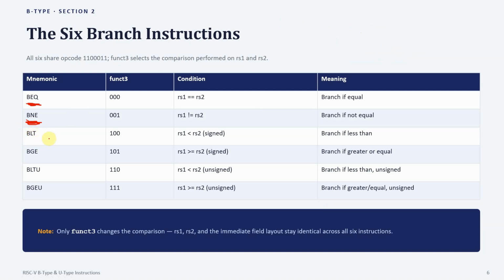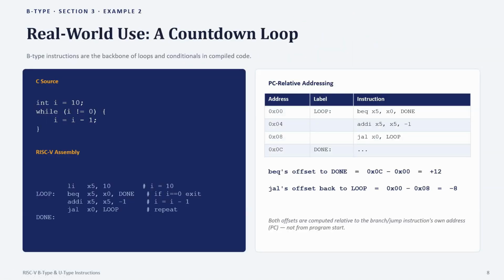Next is branch if less than. So if RS1 is less than RS2, and here RS2 is a signed value. And next is branch greater than or equal. That means we are going to compare if RS1 is greater than or equal to RS2, and here also RS2 is signed. And branch less than unsigned, where RS1 is less than RS2 and here RS2 is unsigned, and branch greater than or equal unsigned. So these are the different kinds of branch instructions which we are going to have, and these are decided by the funct3.